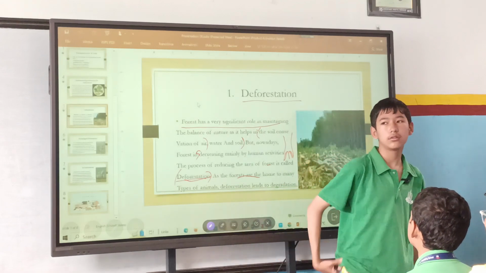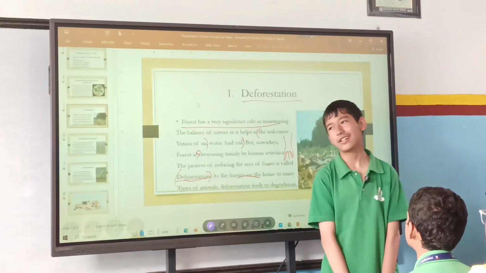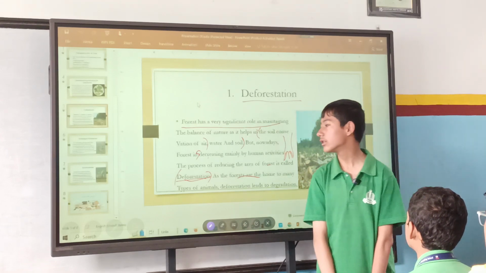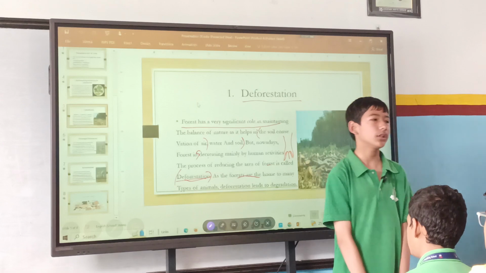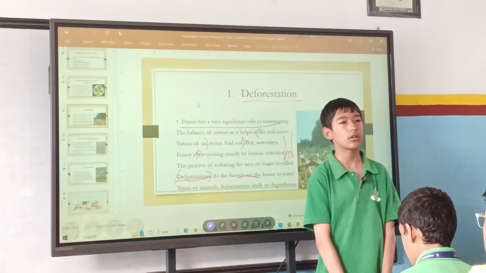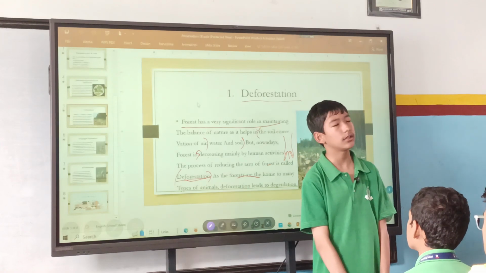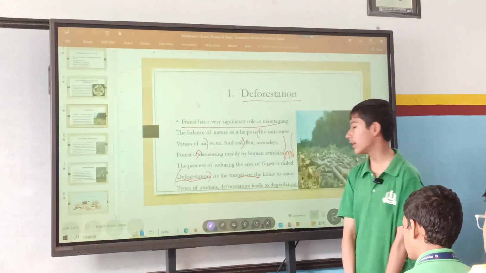Yes, it's a very good point. Many plants and animals live in forest. So if the forests are being cut, and the deforestation continues for a long period of time, then the animals who have their habitat in the forest might get extinct.